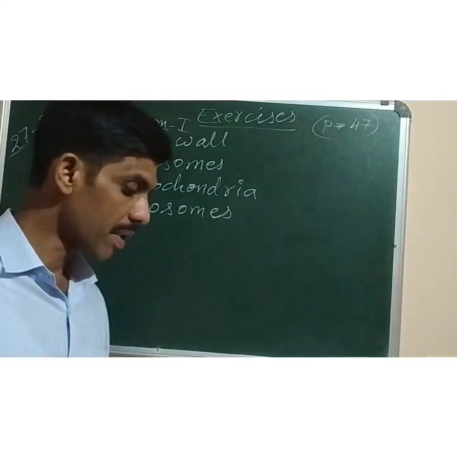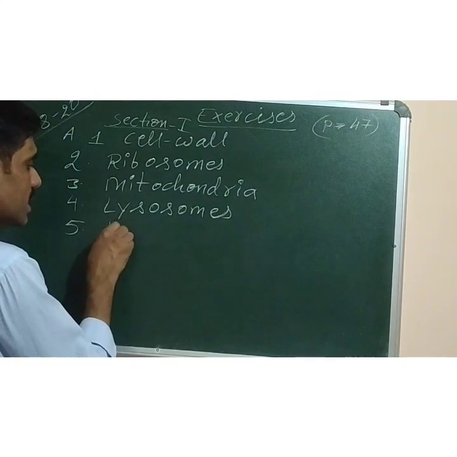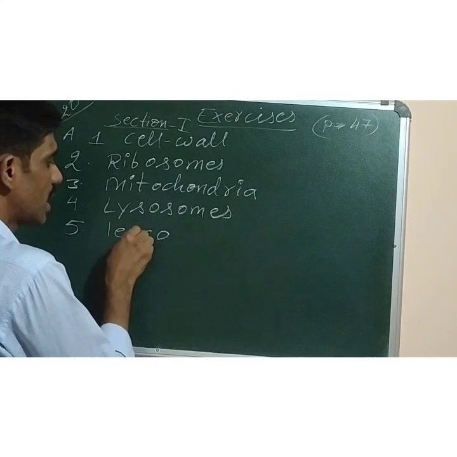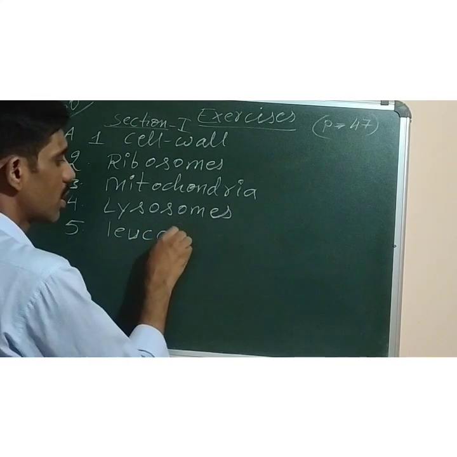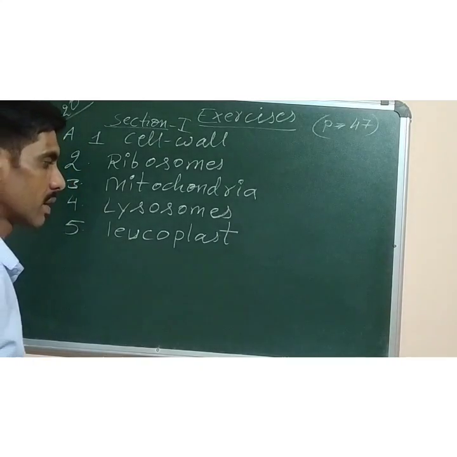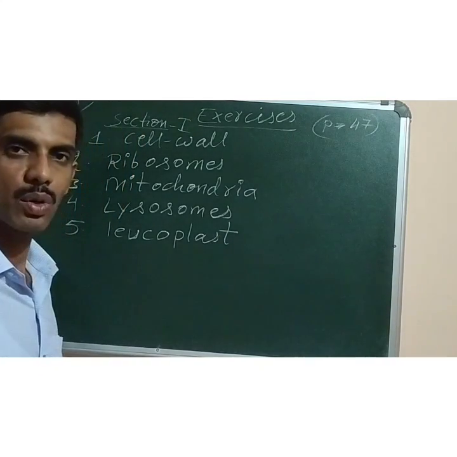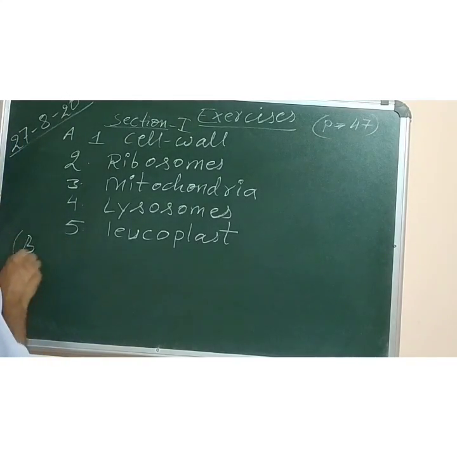Then number 5, colorless plastid. Just now we have done that colorless plastids are called leuco, L-E-U, not V. L-E-U-C-O-P-L-A-S-T, leucoplast. Like chloroplast, chromoplast, the third type of plastid which is colorless is called leucoplast.